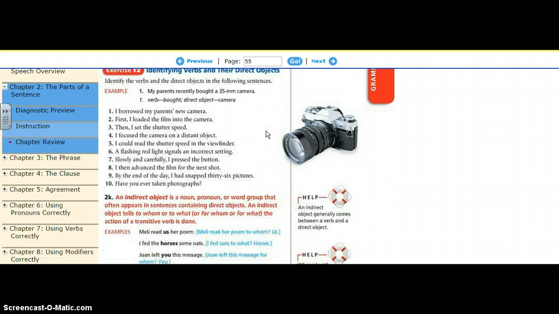On exercise 12, you will do the evens. 2, 4, 6, 8, 10 on exercise 12. You may pause to complete the task.